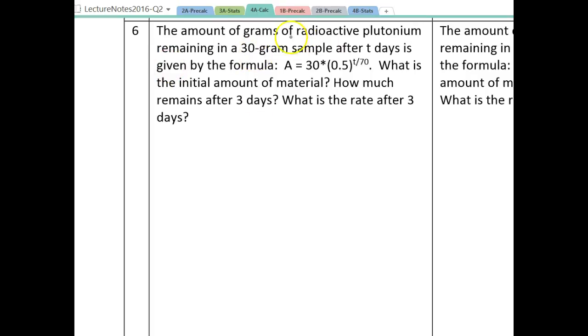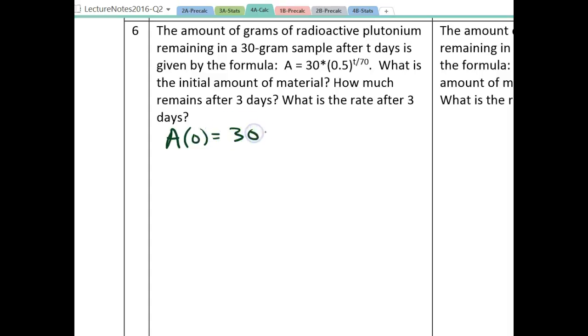And what we've got is a function here that gives us the grams of radioactive plutonium as a function of time. So that's what the amount means right there. And so that is a function of time. And we're asked two questions. What is the initial amount of the material? So basically what that's saying is, what is A of 0?